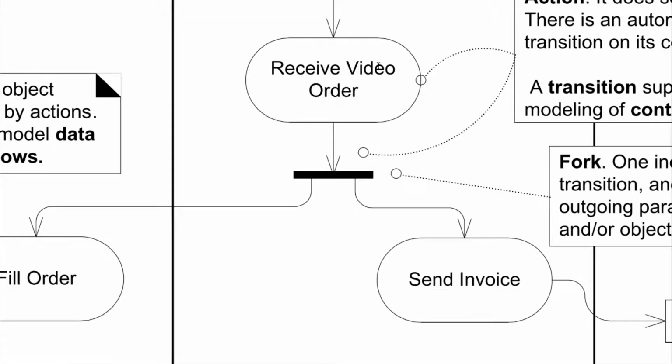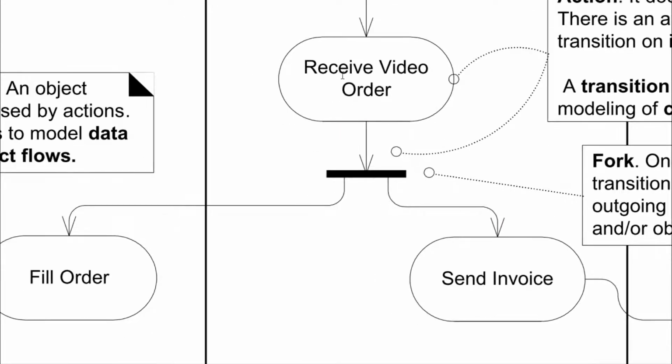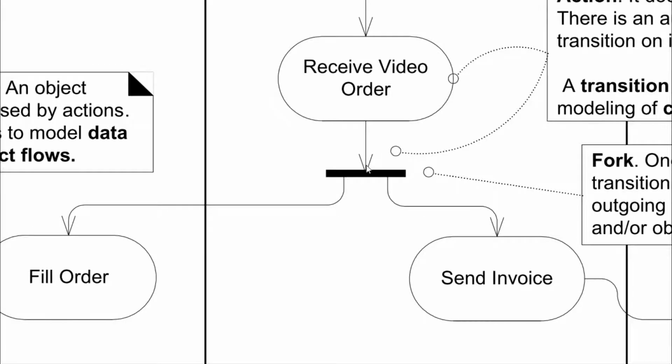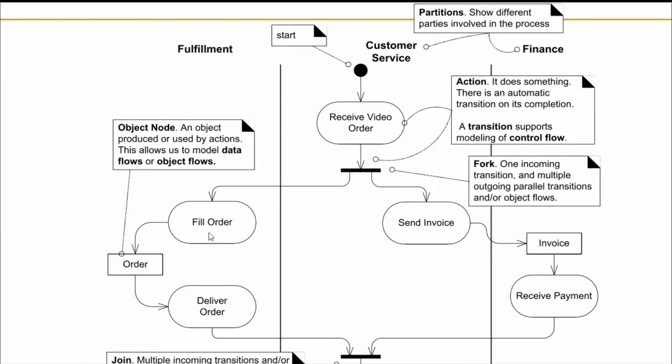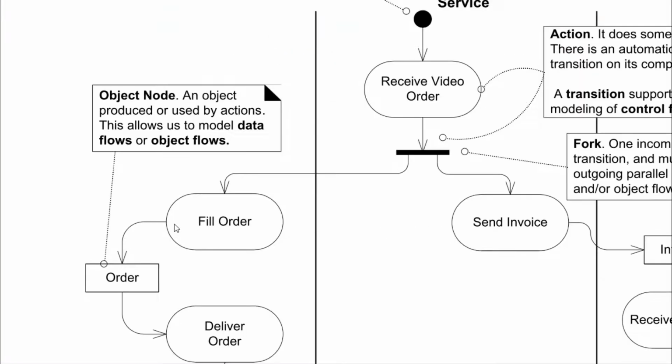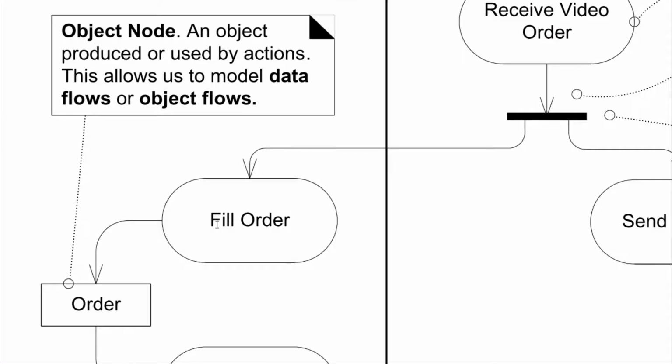In our case, receive order is an action, and as soon as this action completes, it will automatically transit towards the next action. This solid line here represents a fork, which means there is one incoming transition and multiple outgoing transitions. As a result, the activities might span different lanes. For example, after the fork, we create the activity called fill order, and this fill order activity results in an object node.